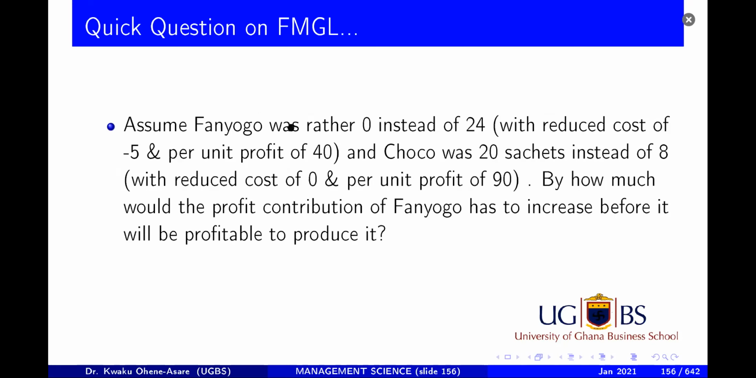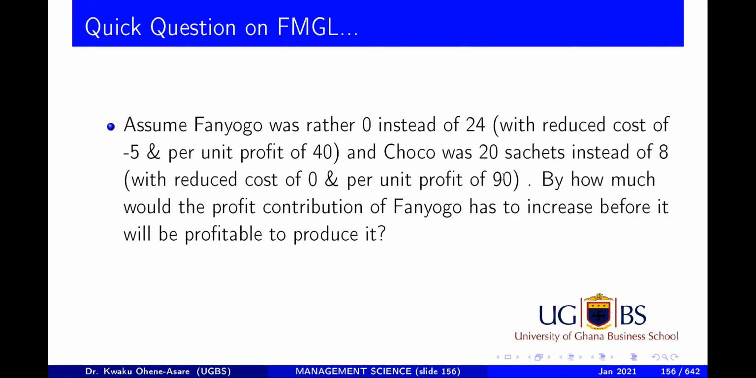Now listen. Assume that, this is a final one, and I like these questions. Assume Fine Yogo was rather 0 instead of 24, and we are talking about the final value, with a reduced cost of -5 and per unit profit of 40. And Choco was 20 sachets instead of the 8, with a reduced cost of 0 and per unit profit of 90.